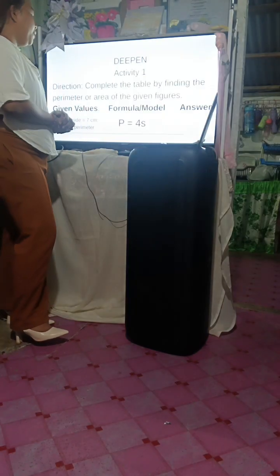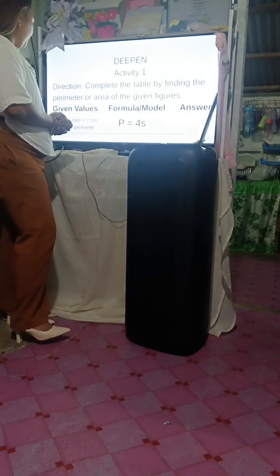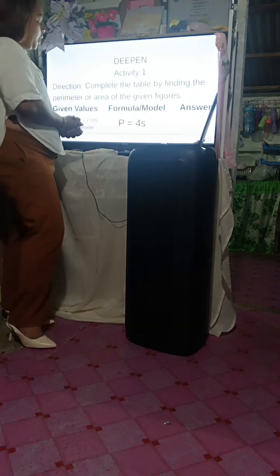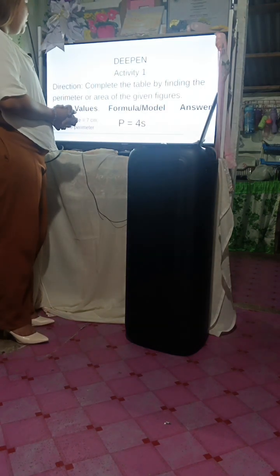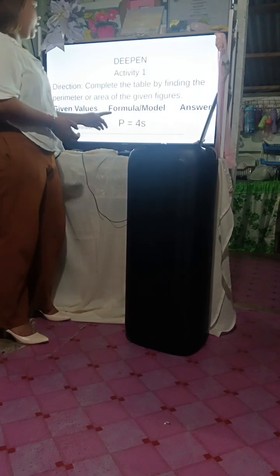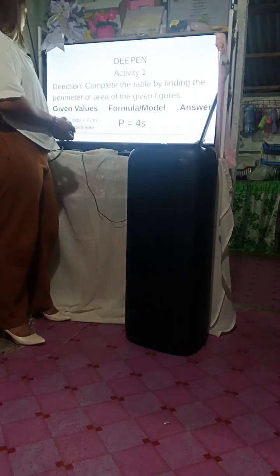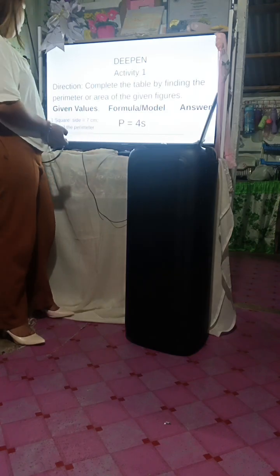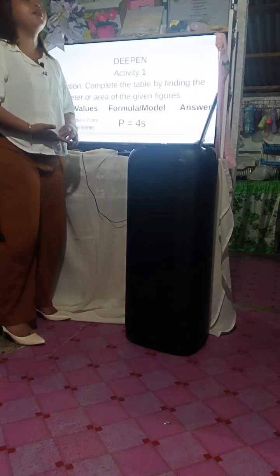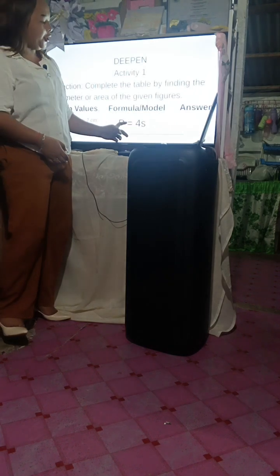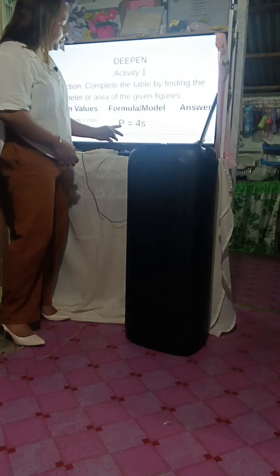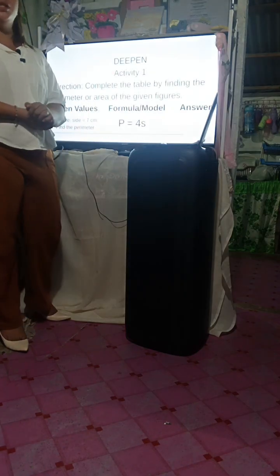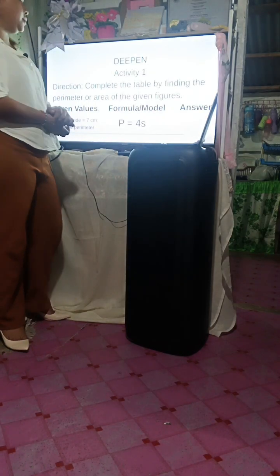So remember the formulas that I discussed a while ago, and always find what is being asked before solving. So number 1. We have here the given square, which has a side of 7 centimeters, and we are asked to find the perimeter. The formula given here is P is equal to 4 times the side. So number 1, who wants to answer? What is the answer in number 1?